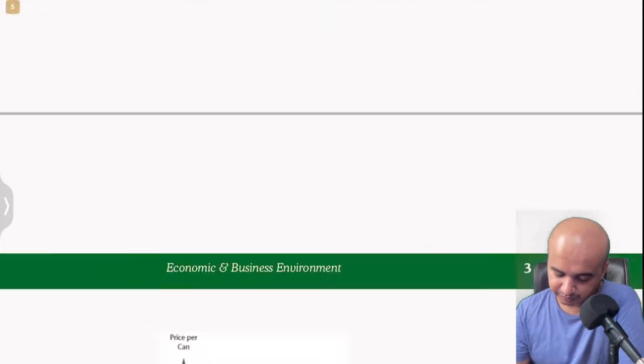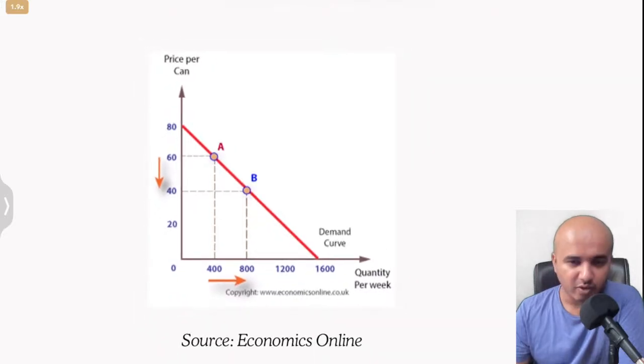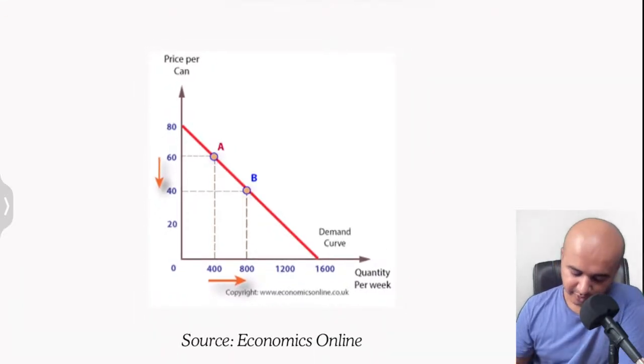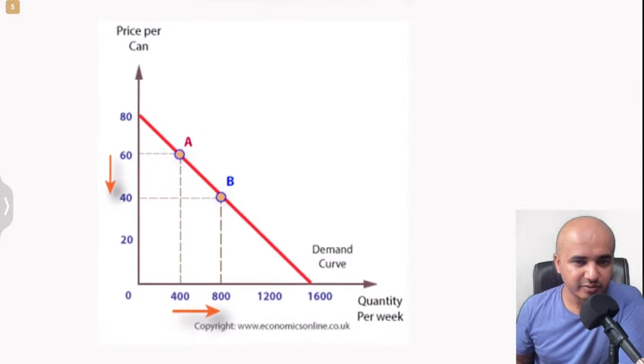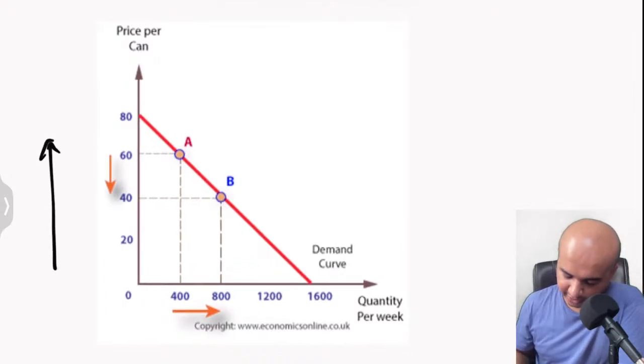Next, the same thing has been depicted in the form of a graph here. So let us try to understand this graph. Price per can is mentioned here on the y-axis, and on the x-axis we have quantity per week.